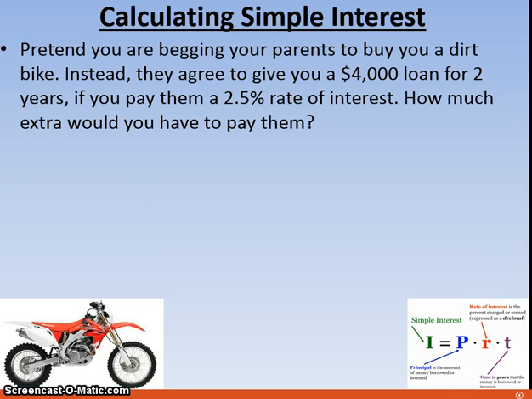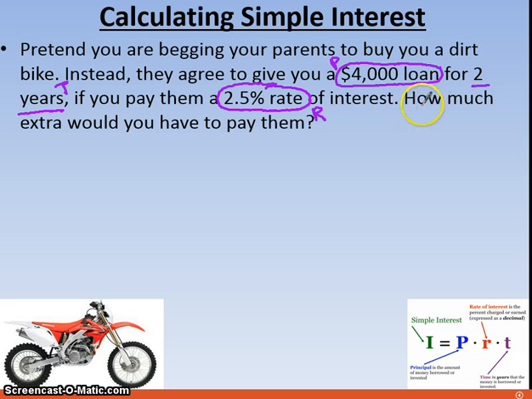Let's try another example. Let's pretend you are begging your parents to buy you a dirt bike. Instead of them buying it for you, they agree to give you a $4,000 loan, which would be called our principal. So I'm going to put a letter P here. For 2 years. What would 2 years stand for? Our time. So I'm going to put a T here. If you pay them back a 2.5% rate of interest. So that is our R, our rate of interest.